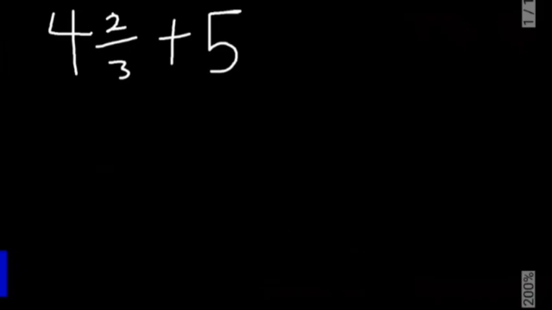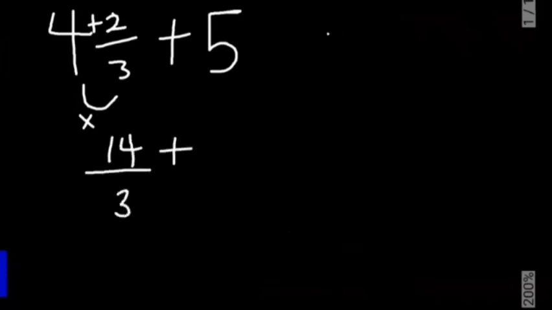First of all, we convert this to an improper fraction. How do we convert? We have 3 multiplied by 4, that is 12. We add it to the numerator. 12 plus 2, we have 14 over the denominator, that is 3, plus 5, which is the same thing as 5 over 1, right? 5 divided by 1 is still 5. So we have 5 over 1.